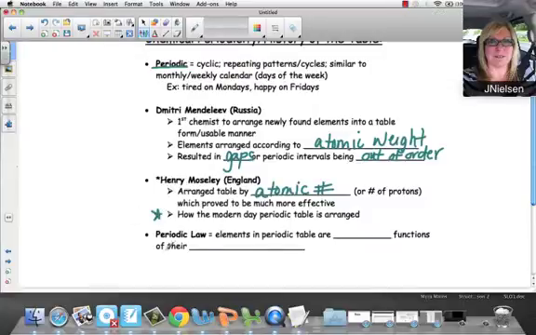And that brings us to periodic law. Elements in the periodic table are periodic functions of their atomic number. So by grouping elements by their atomic number, they fall into these groups that have similar characteristics. And we are going to discuss what those characteristics are in just a little bit.